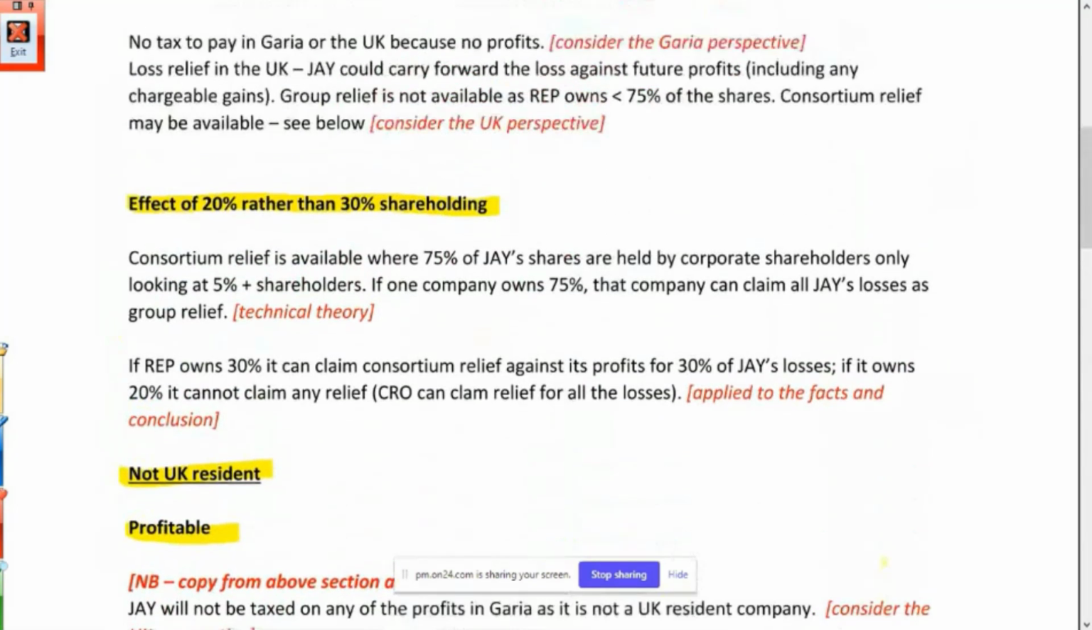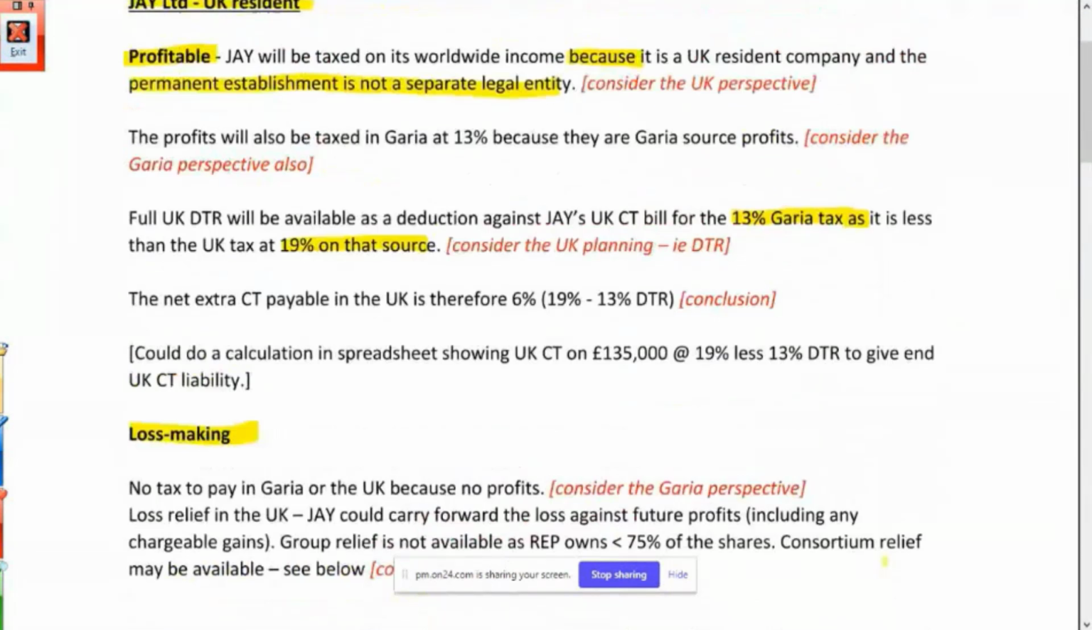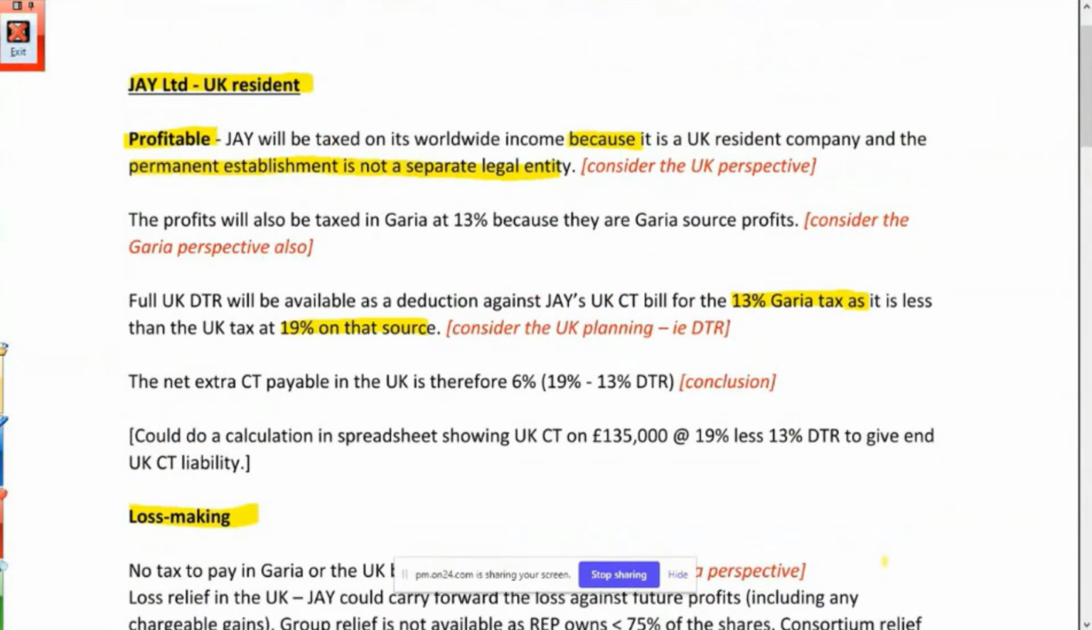And I'm not saying that that is easily achieved by students in this. I think this is a difficult part of the question because you've got to consider UK resident, not UK resident, profitable, loss-making, 20% shareholding, 30% shareholding. That's a lot of facets, a lot of dimensions to have to consider.